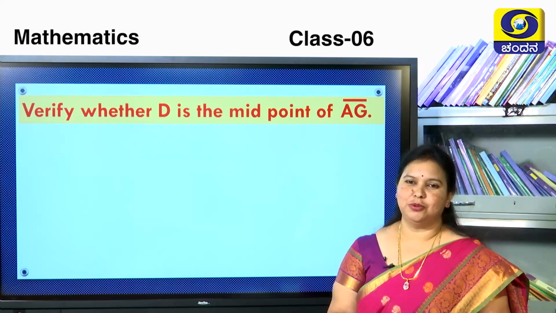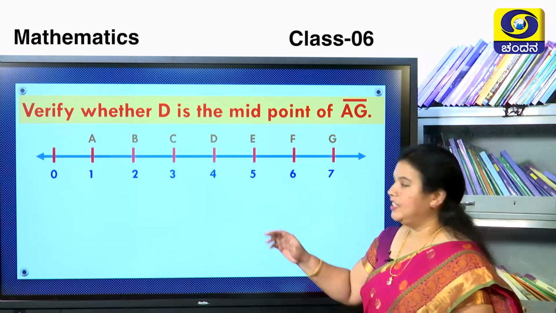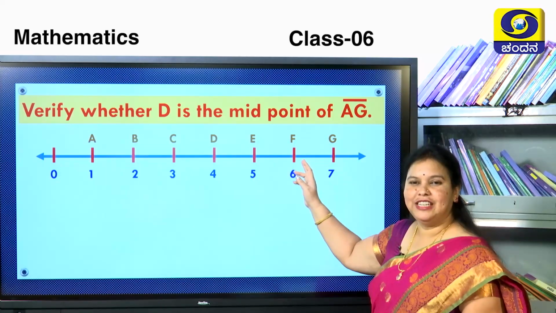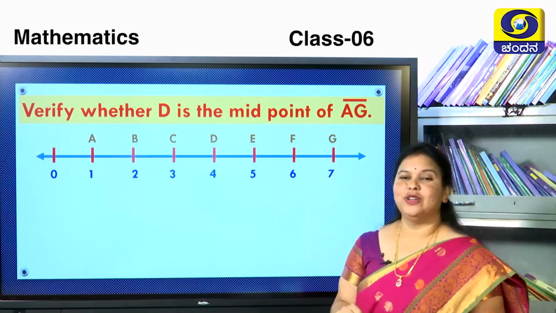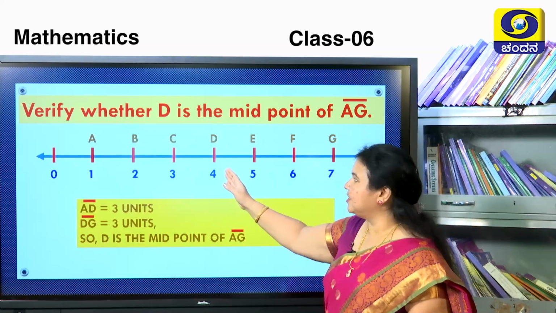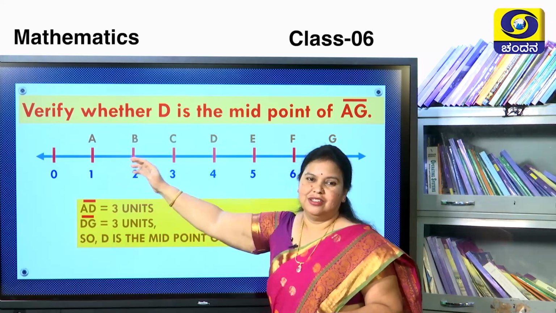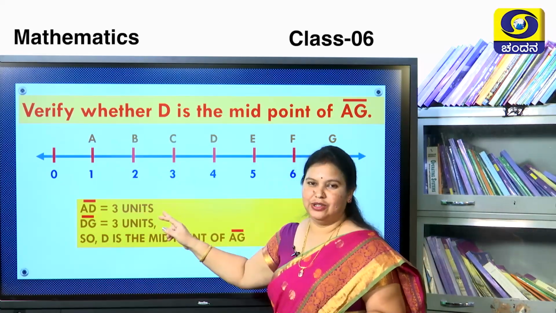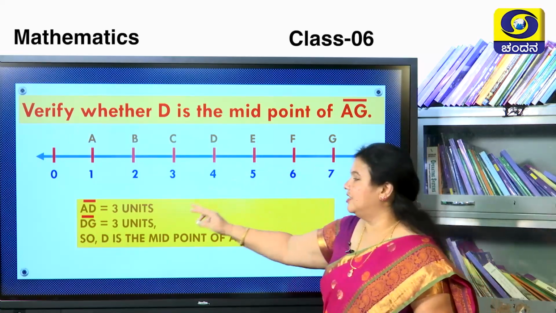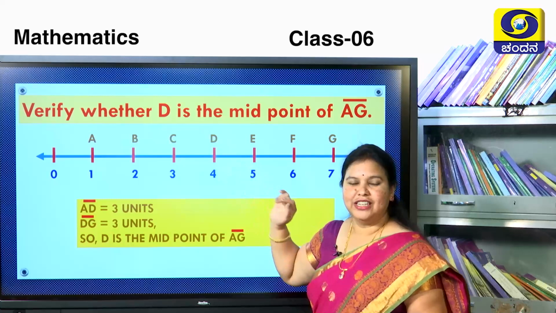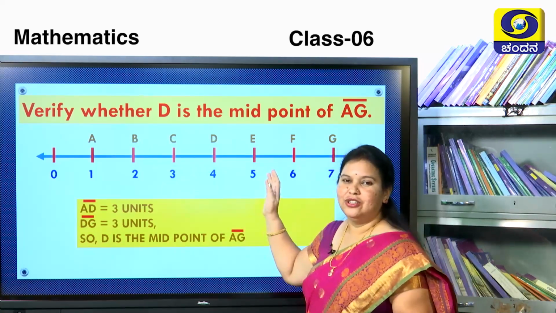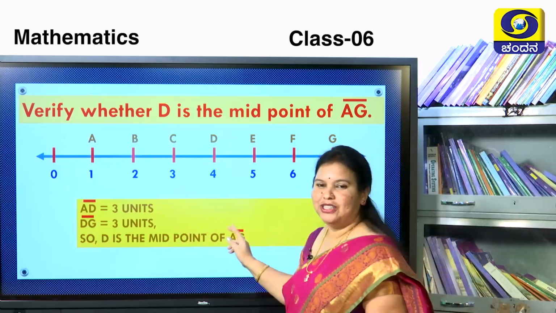Here we have another problem. In this picture, you have to verify whether D is the midpoint of AG or not. It is very simple and very easy to do. First, we have to measure the distance of D from A. So, AD is equal to 3 units and the distance of D from G is also 3 units. So, we can say that D is equidistant from both A and G. So, D is the midpoint of AG.